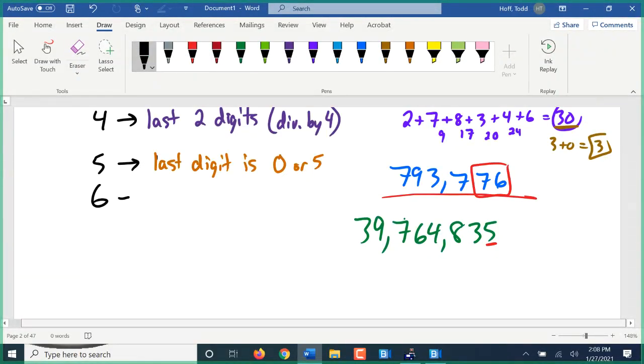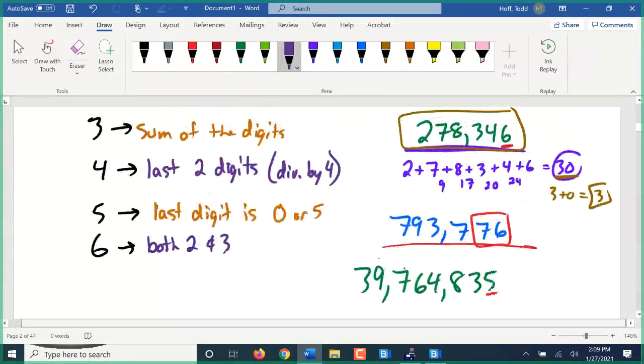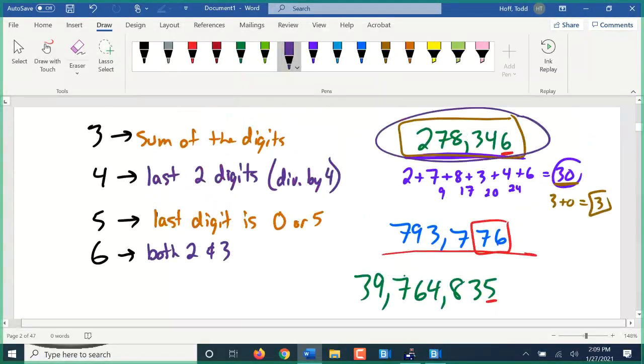6 is another one that isn't horribly useful. It's actually divisible by both 2 and 3. So let's look at this number right here. Is it divisible by 2? Yeah, the last digit was even. Is it divisible by 3? Yeah, we added it up and the digits came out to 30. So it is divisible by both 2 and 3. So that would be divisible by 6.